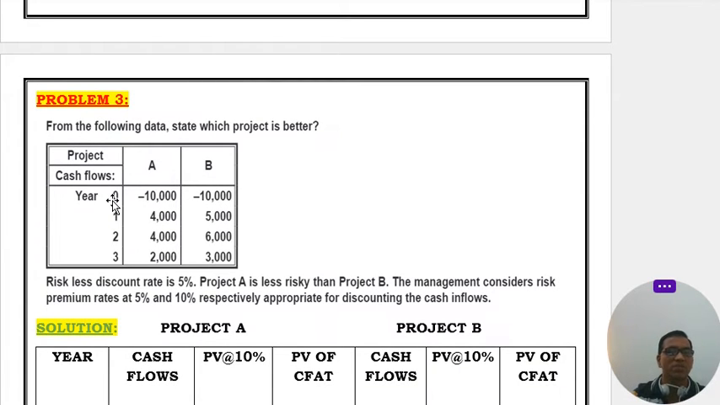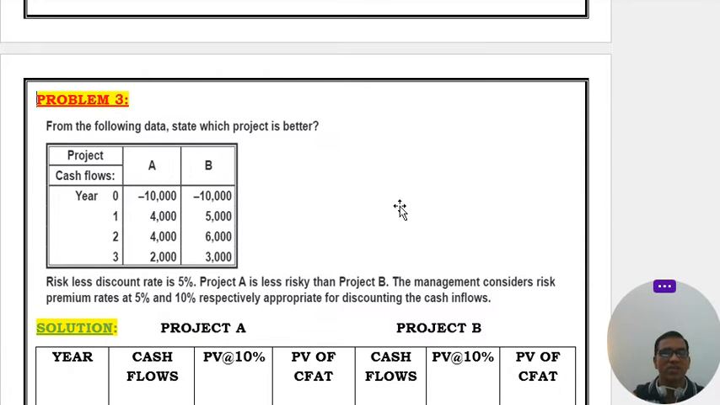Year 0 means cash outflow. Year 0 is also called the current year, present year. Whatever value is given in year 0 is nothing but the cost of the project, the cost of the investment, the cash outflow. That's why they gave it in minus. See, the cost of the project is 10,000 for A and project B also 10,000. And cash flows are given directly for 3 years.